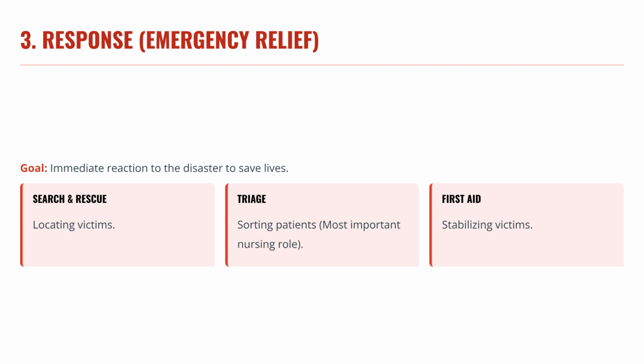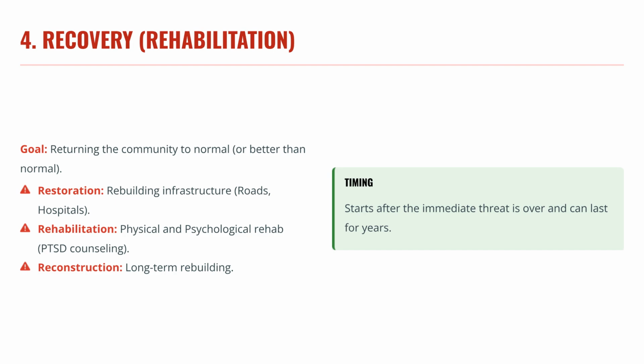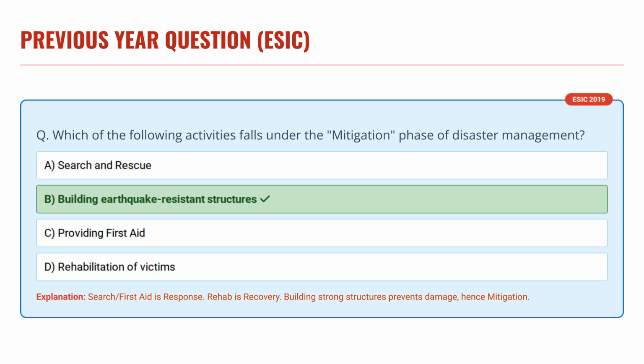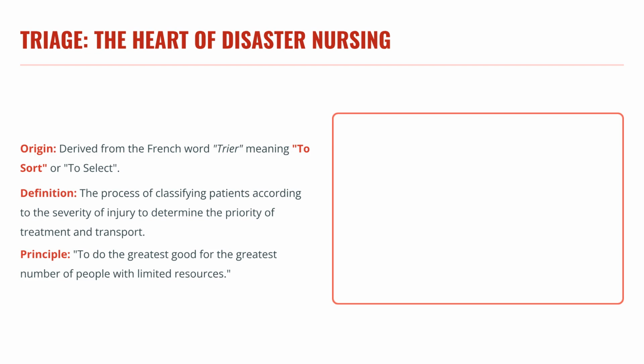The third phase is response, which is the immediate reaction to save lives. This includes search and rescue, triage for sorting patients, and providing stabilizing first aid. The final phase is recovery. This starts after the immediate threat and can last years. It involves restoring infrastructure, rehabilitation, and long-term reconstruction. If asked about activities in the mitigation phase, remember that building strong structures falls under prevention, making it mitigation, unlike response or recovery activities.